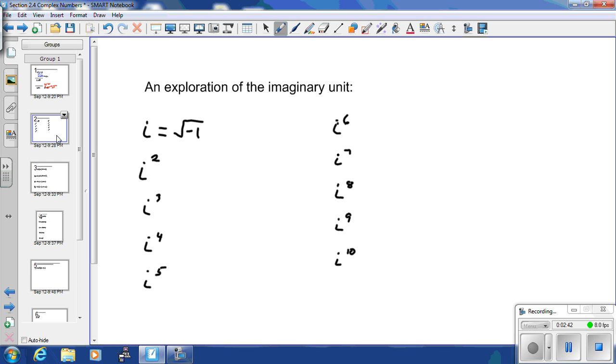Let's go to our second slide here. What I have here is an exploration of the powers of i. If we take i and we raise it to a different power, what are we going to get? So at this time, maybe you want to try a couple of these, and feel free to pause the video. I'll go ahead here and do a few of these.